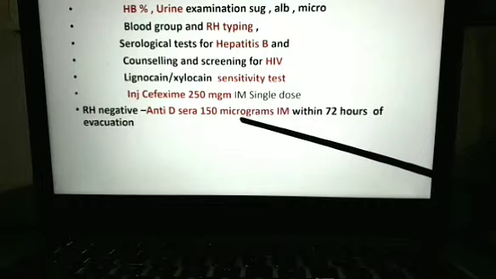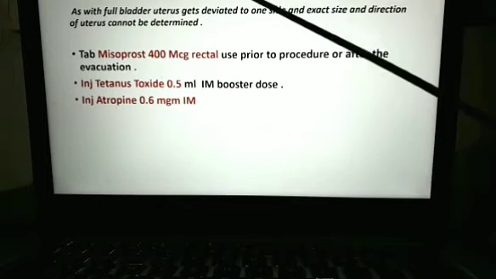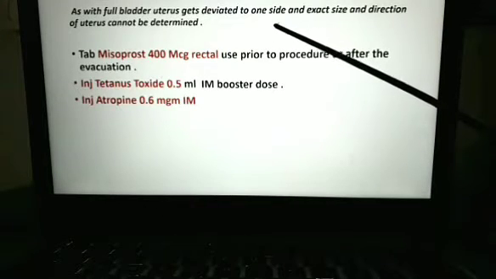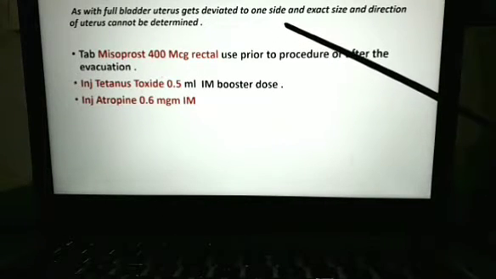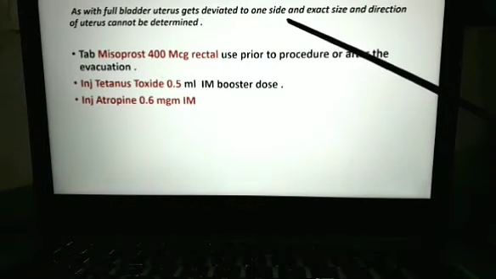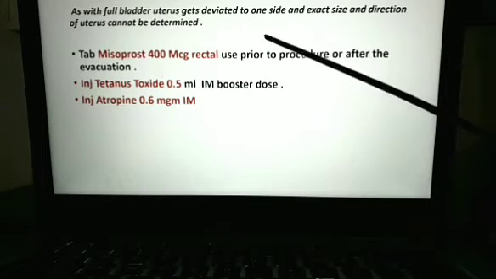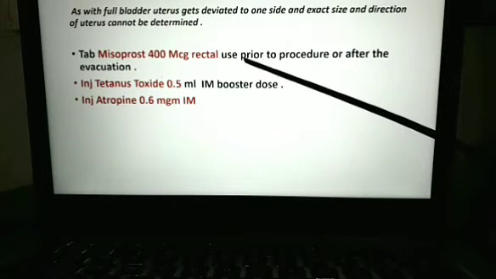Parenteral use is done. Patient must pass urine prior. The bladder should be empty because the uterus gets deviated to one side if the bladder is full, and the procedure is difficult and introduction of the cannula is difficult with risk of perforation.